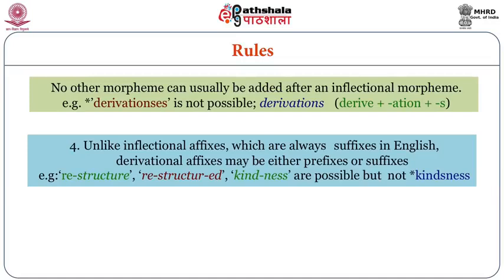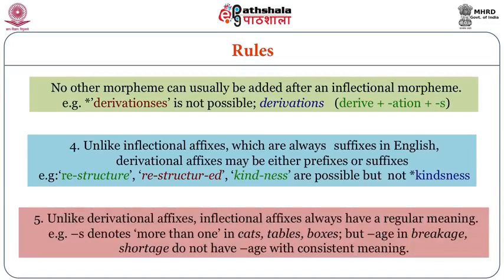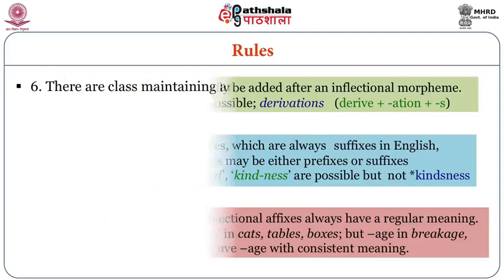Next rule says that unlike derivational affixes, inflectional affixes always have a regular meaning. For example, s denotes more than one in cats, in tables, in boxes, but age in breakage, shortage do not have age with consistent meaning. In breakage something else, in shortage something else.